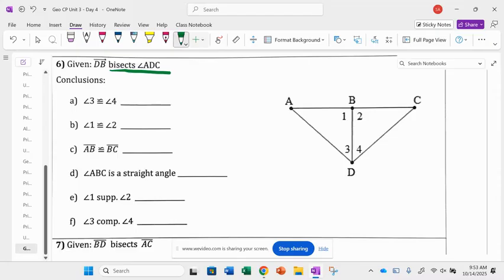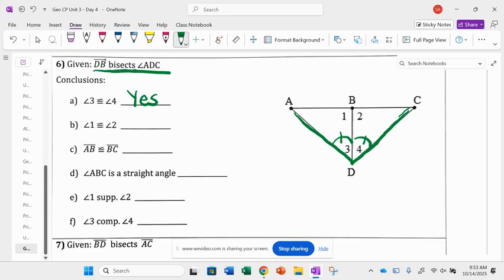Okay, so here it says that DB bisects angle ADC. So what's the only angle that's getting bisected? Angle ADC. So when you bisect an angle, we should get how many congruent angles? 2. So look inside of D. Inside of D, do you see 2 angles? Yes, 3 and 4. So these, based on the given information, that's what's going to be congruent. So conclusion, angle 3 congruent to angle 4. Yes, I think the people I saw had that.